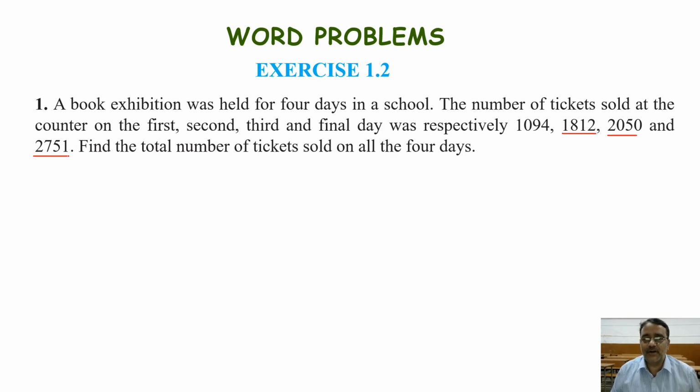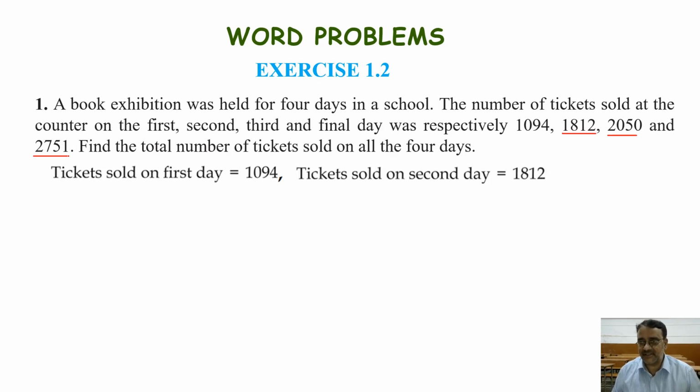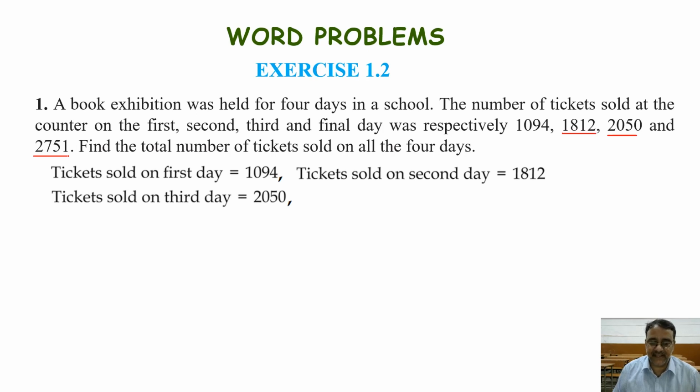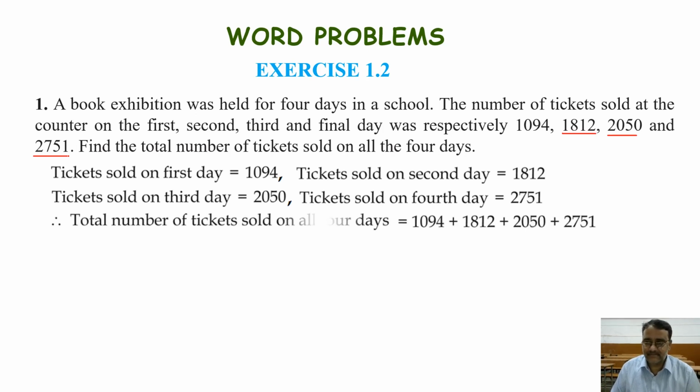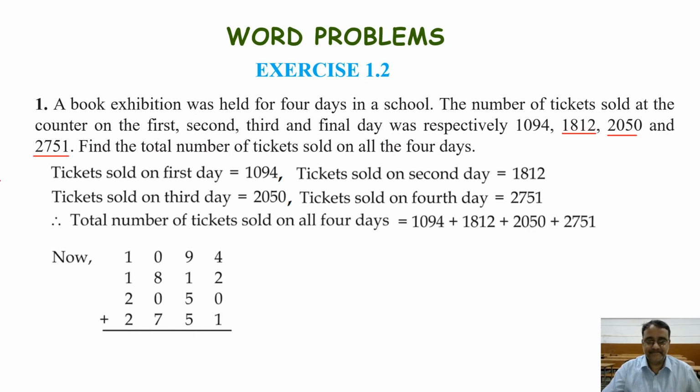तो tickets sold on first day is 1,094, second day 1,812, third day 2,050 and fourth day 2,751. So total number of tickets means we have to add. ठीक है, थोड़ा अब ऐड करते हैं. 4, 2, 0, 1 will get 7 with no carry. 9, 1, 10, 5, 5, 10, 20. So 2 carry यहाँ पर आ रहा है. So 2 plus 8, 10 plus 7, 17.